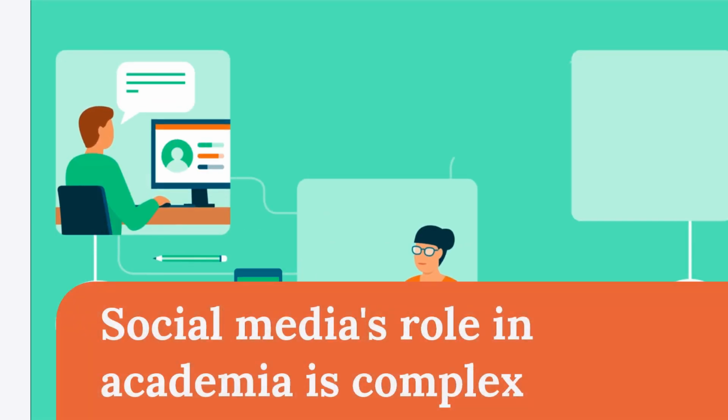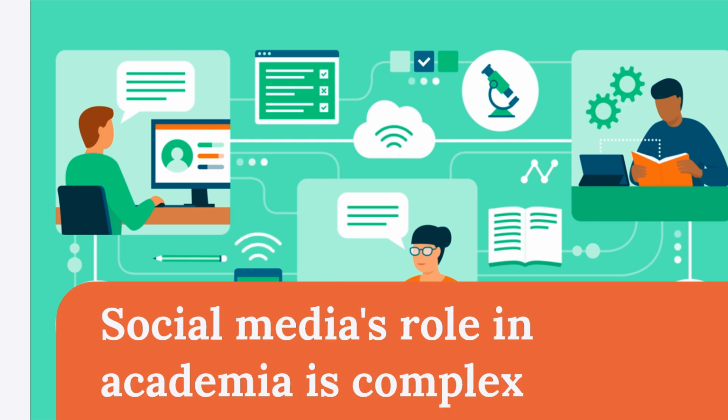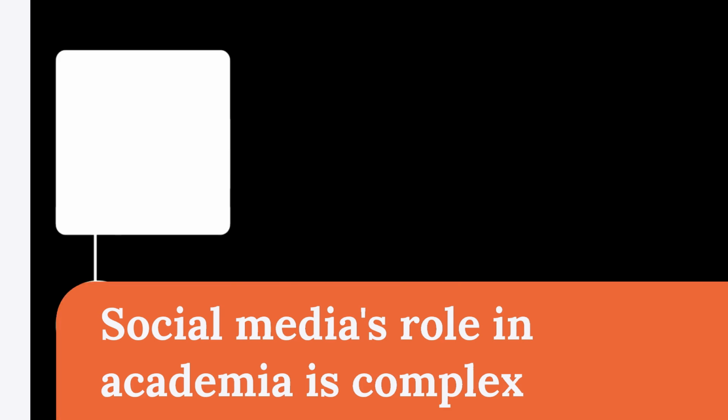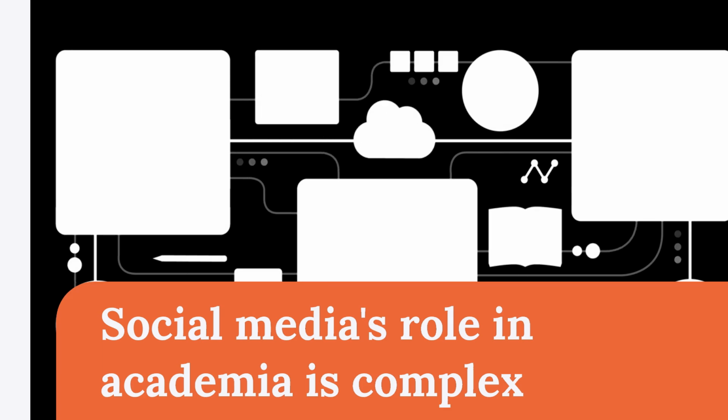Select 4 pieces of information from credible academic sources. Focus on social media's advantages and disadvantages in academia. Include the importance of online safeguarding. Ensure all sources are academic and credible. Let's discuss selecting and referencing information.